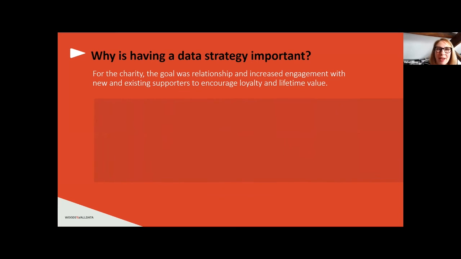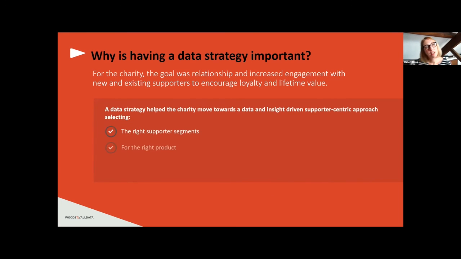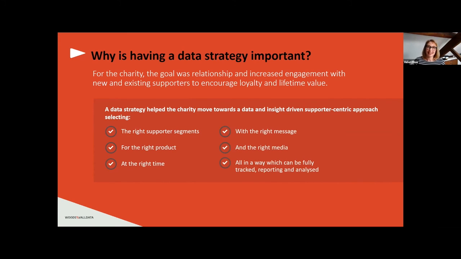So just to summarize there, why is having a data strategy important? So for our charity, the goal was relationship and increased engagement with new and existing supporters to encourage loyalty and lifetime value. So the data strategy basically helped a charity move towards a more data and insight driven and therefore supporter centric approach, which meant that they could, and you'll recognise this, select the right supporter segments for the right product at the right time, the right message, and using the right media, but all in a way that could be fully tracked, reported, and analysed upon.